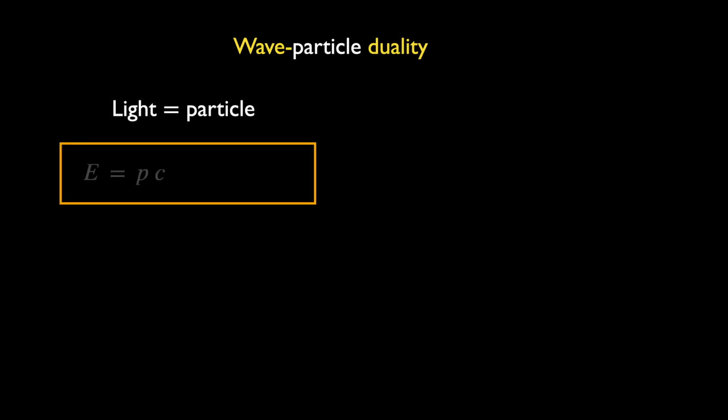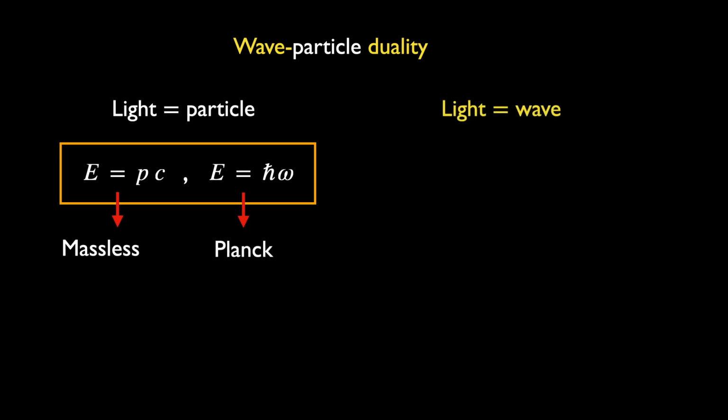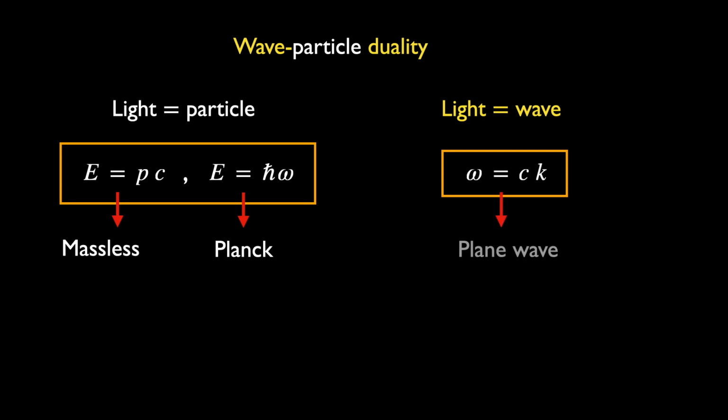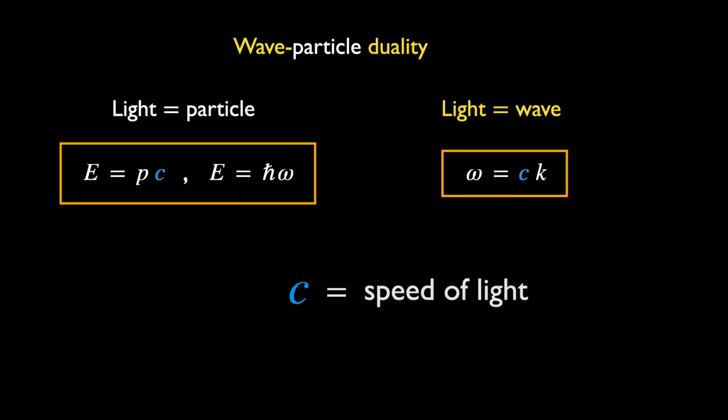Let's see what this means. If light is a massless particle, then it will have to satisfy Einstein's equation for the relativistic particle. The energy each particle carries must be given by E = ħω, as implied by Planck's radiation law. If light is a wave, then its frequency is related to its wave number, as in a plane wave. Note that c is the speed of light, and ω its angular frequency.